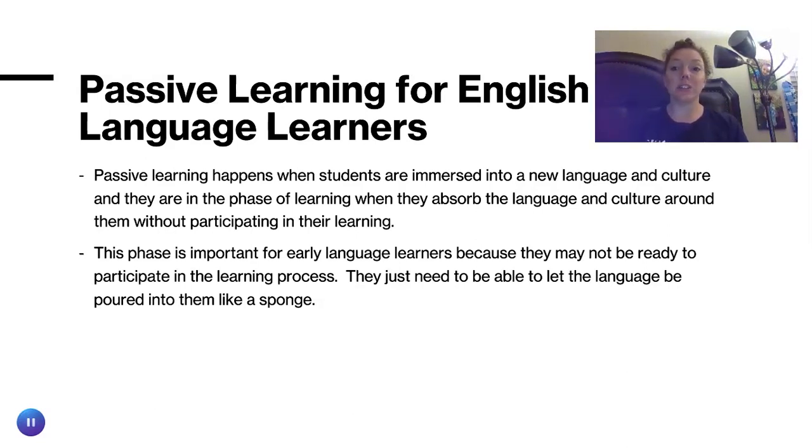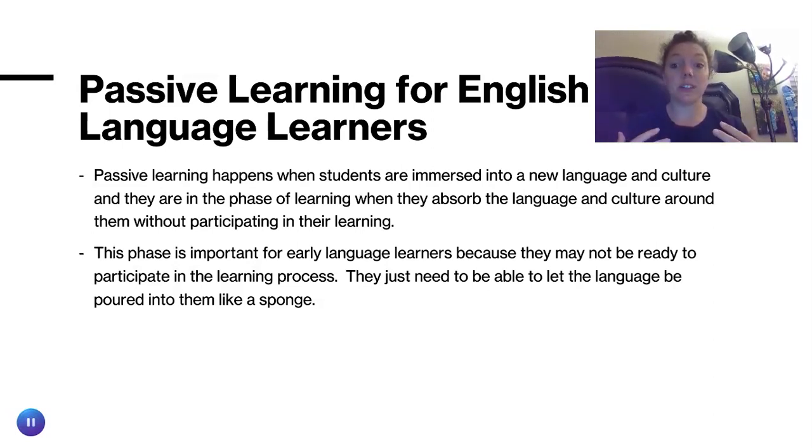Passive learning for English language learners. Passive learning happens when students are immersed into a new language and a culture, and they are in the phase of learning where they're absorbing language and the culture around them without participating in the learning. So it could mean that they're just sitting and watching, and the teacher's talking a lot. The teacher might be reading a lot of books. They might be seeing a lot of pictures, but they're not ready to engage in that learning yet. They're still just sitting there. It's almost like they're just a vase that's being poured into, or a sponge that's just soaking up all of the information around them.